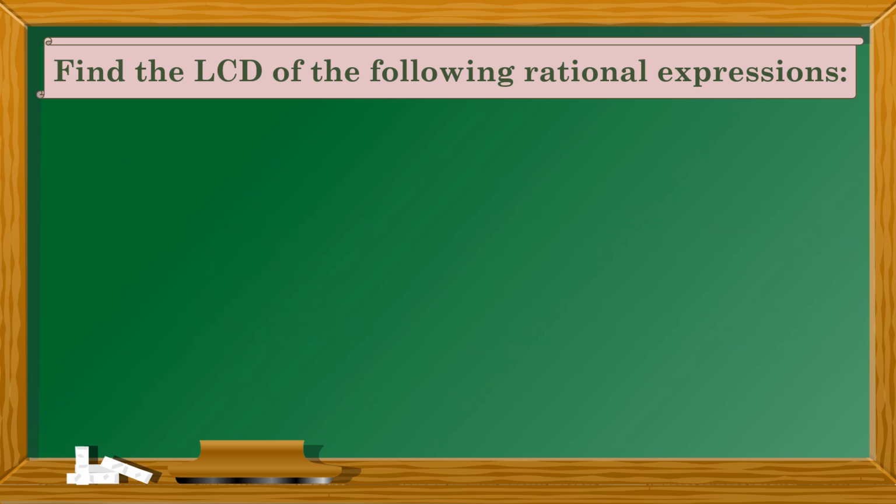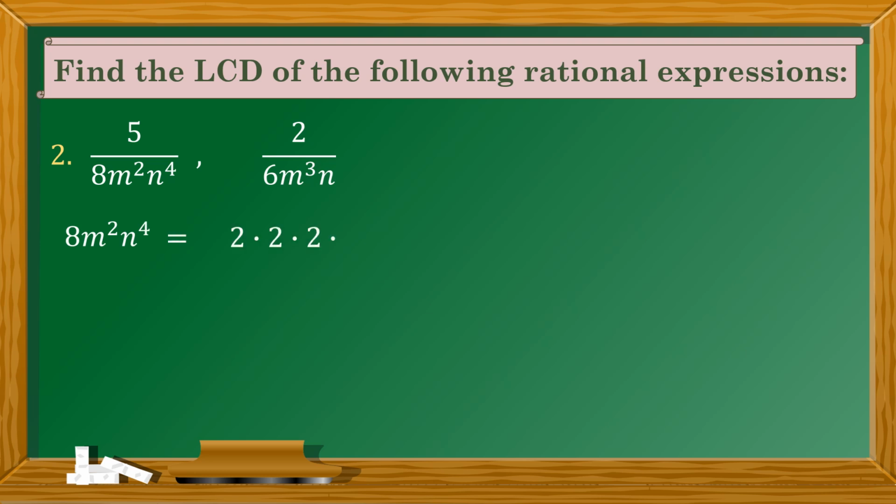Next, let's find the LCD of 5 over 8m squared n to the 4th power and 2 over 6m cubed n. So again, let's factor each denominator. The factors of 8m squared n to the 4th power are 2 times 2 times 2 times m times m times n times n times n times n. And the factors of 6m cubed n are 3 times 2 times m times m times m times n.